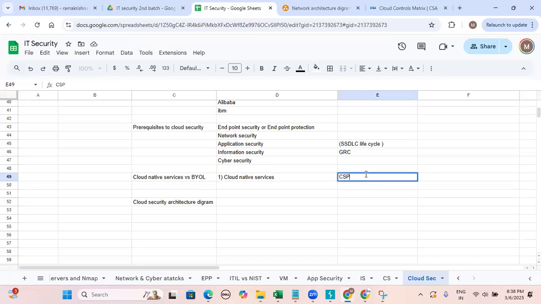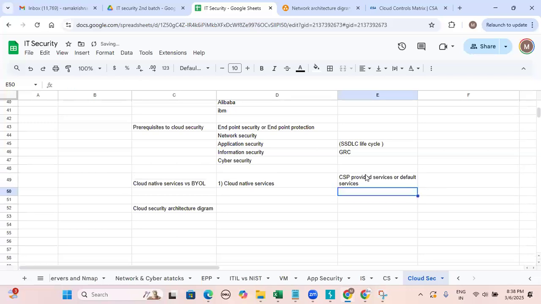So these are CSP provided services or default services. So how will these people provide these services? Backend development team will develop these services.